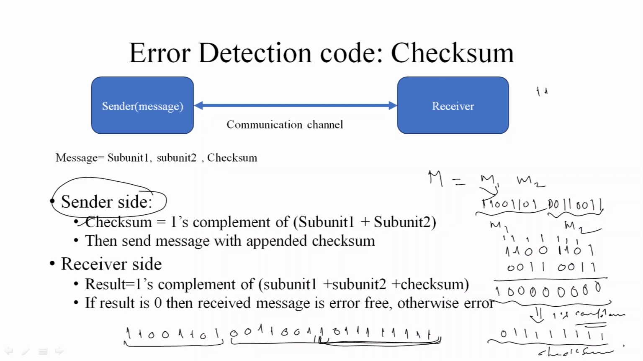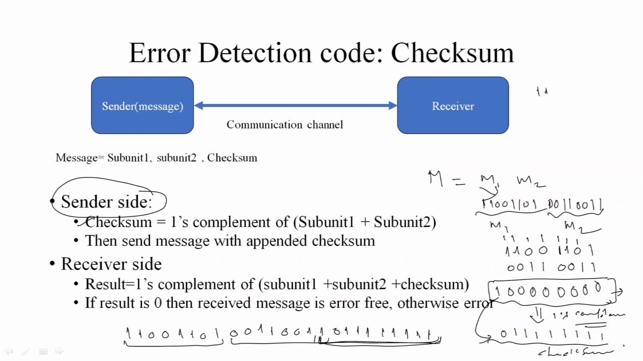Let us take here simply this message, 1 1. This is the sum of these two subunits, and when we add this checksum to the sum of the first subunit of the message plus the second subunit of the message, the checksum is the ones complement of the sum. This is taken as the checksum. And on the receiver side, what do we have to do?